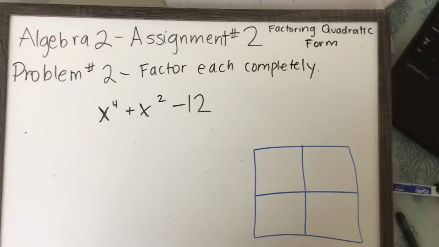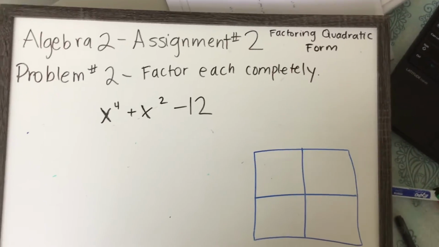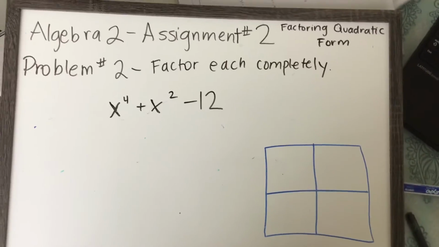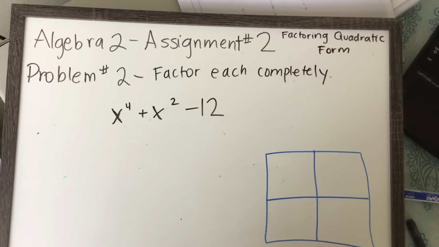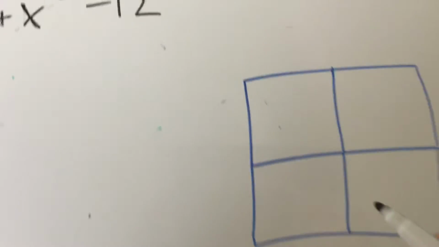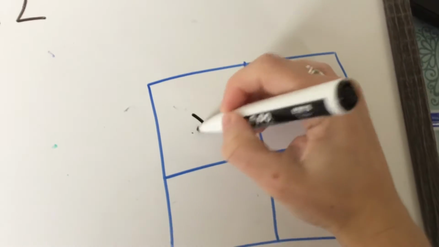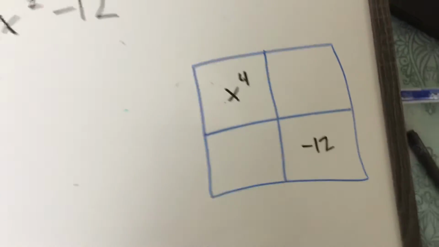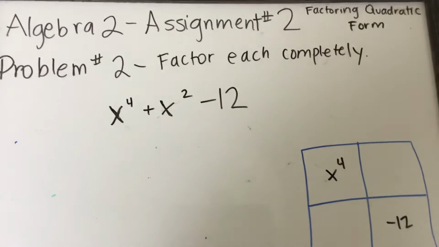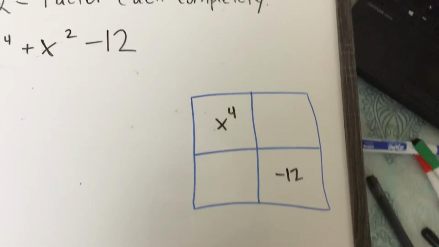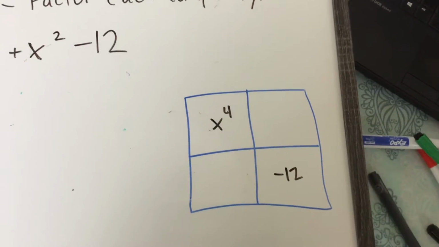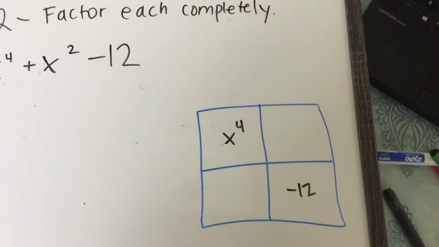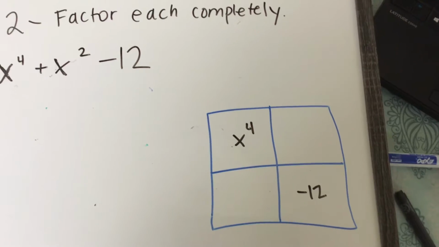So the first thing I need to do with the generic rectangle is substitute in that first term and that last term. So I'm going to write x to the 4th and negative 12. Now that middle term, x squared, is going to be the sum of the 2 empty boxes in that generic rectangle. But first I need to ask myself, what can I multiply to get x to the 4th?